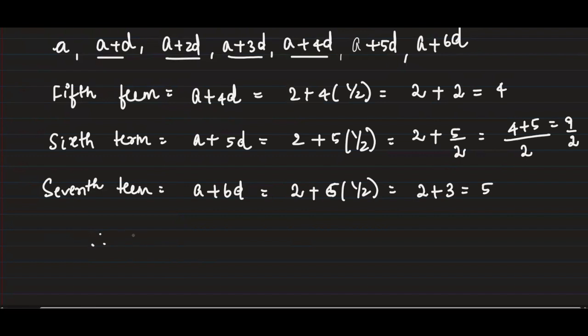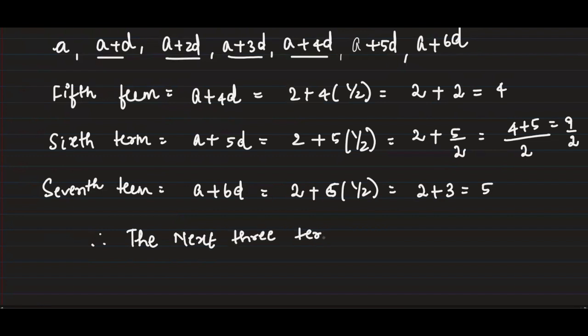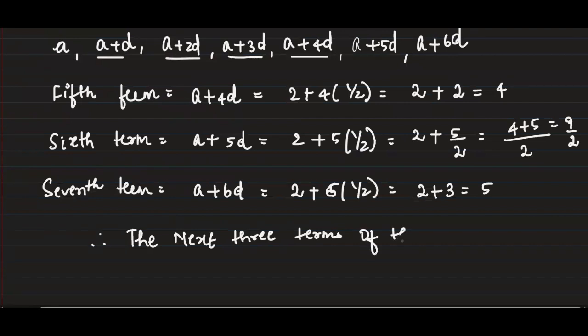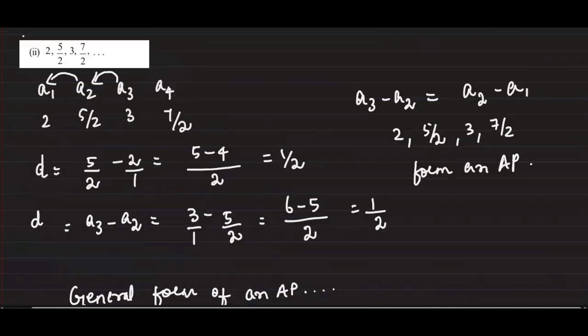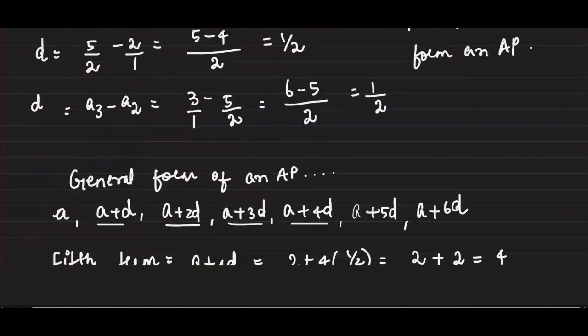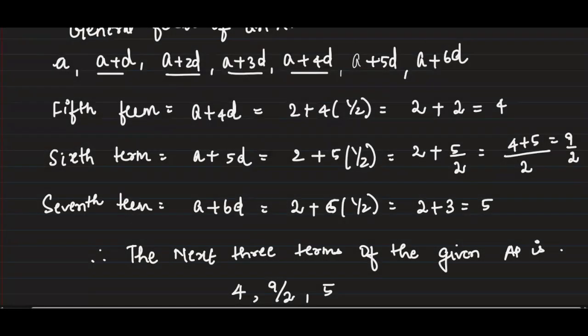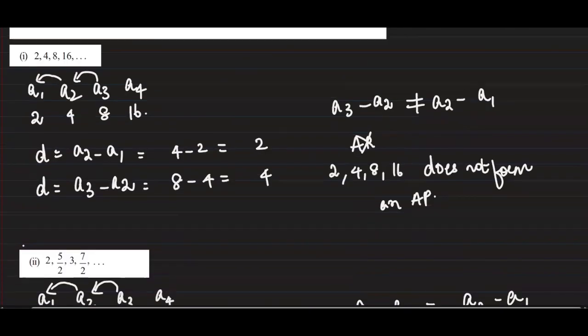So therefore, the next 3 terms of the given AP are 4, comma, 9 by 2, comma, 5. Okay. And the d value is 1 by 2 and a value, which is the first term, is 2. Fine, clear? Easy? Okay. Moving on to question number 3.